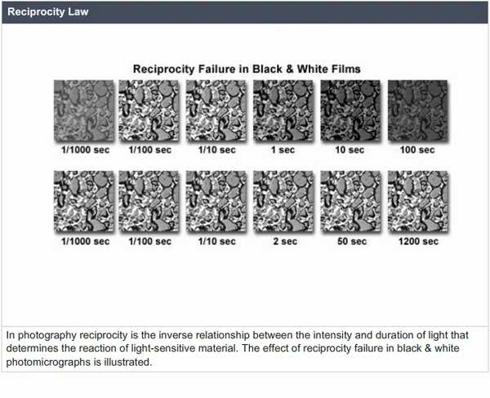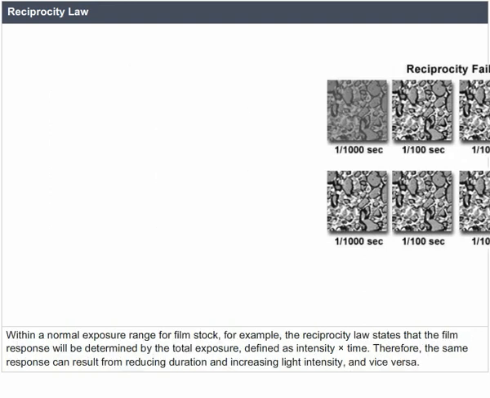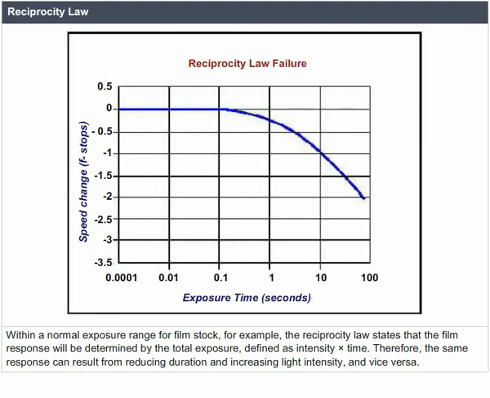Reciprocity law. In photography, reciprocity is the inverse relationship between the intensity and duration of light that determines the reaction of light-sensitive material. The effect of reciprocity failure in black and white photomicrographs is illustrated. Within a normal exposure range for film stock, for example, the reciprocity law states that the film response will be determined by the total exposure, defined as intensity times time. Therefore, the same response can result from reducing duration and increasing light intensity, and vice versa.